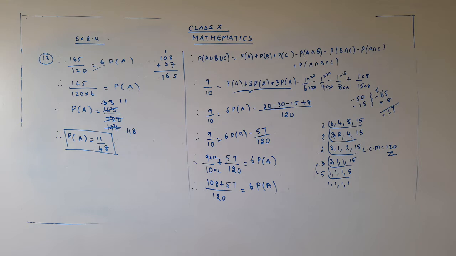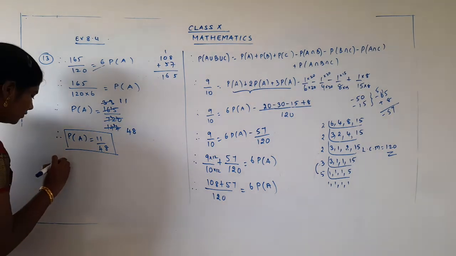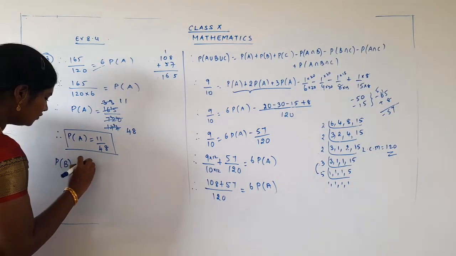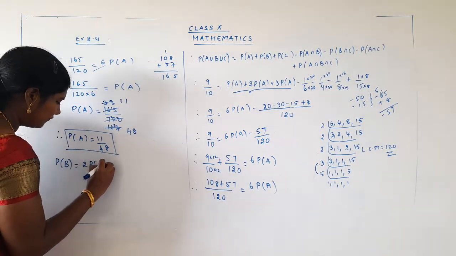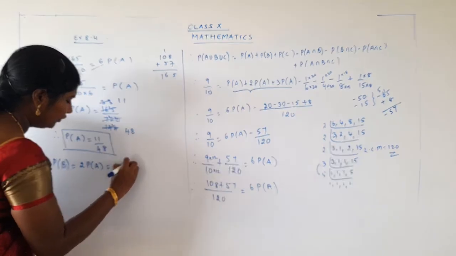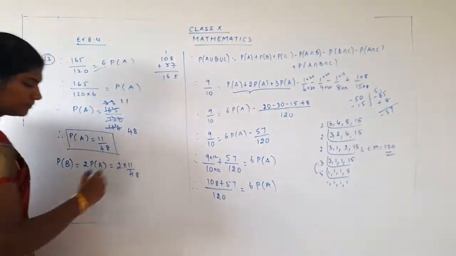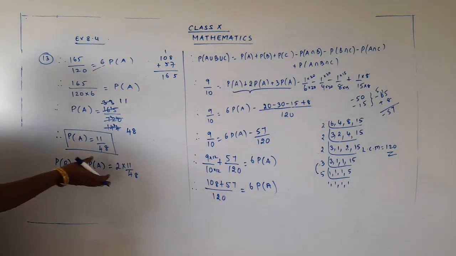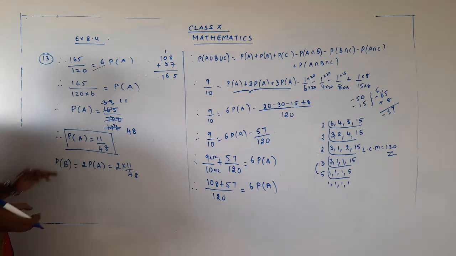Okay, have you completed probability of A? Now let's go for probability of B. Now you know the condition for probability of B. Probability of B is twice probability of A. So just write down here, probability of B is equal to 2 times probability of A, which is equal to 2 into 11 upon 48. I have just substituted the value. They have told probability of B is twice probability of A.